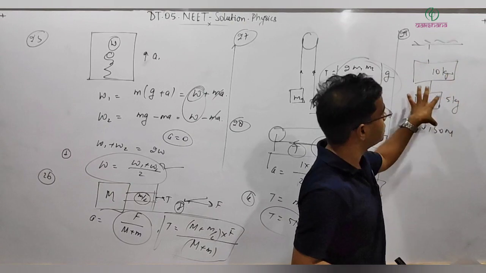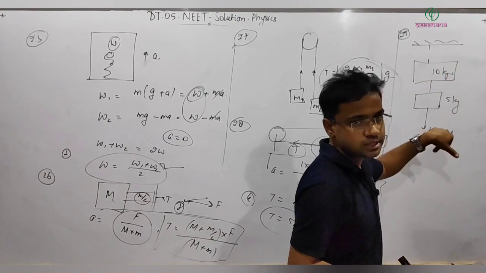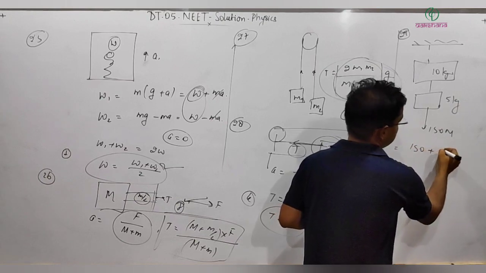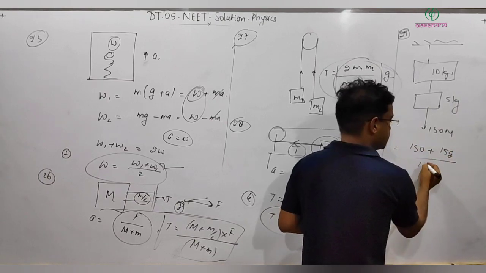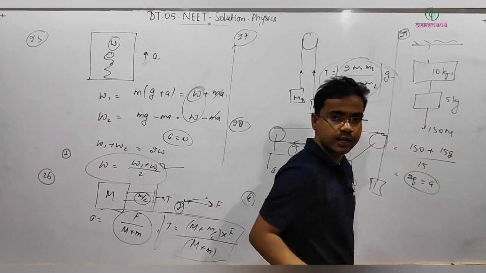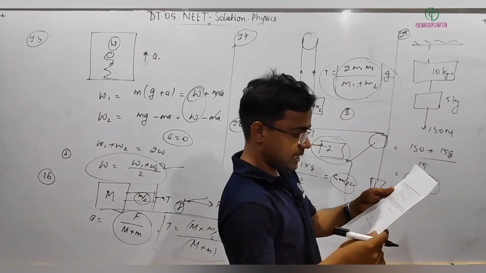The net force acting on the system is, one is this and another is its weight. So net force I can write will be equal to 150 plus 15g divided by total mass, which is 15, and that comes out to be 2g is the acceleration. Clear?